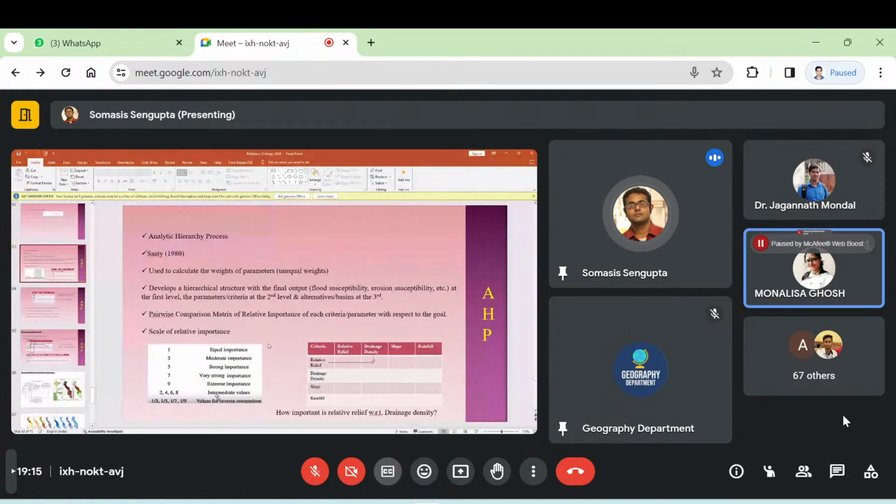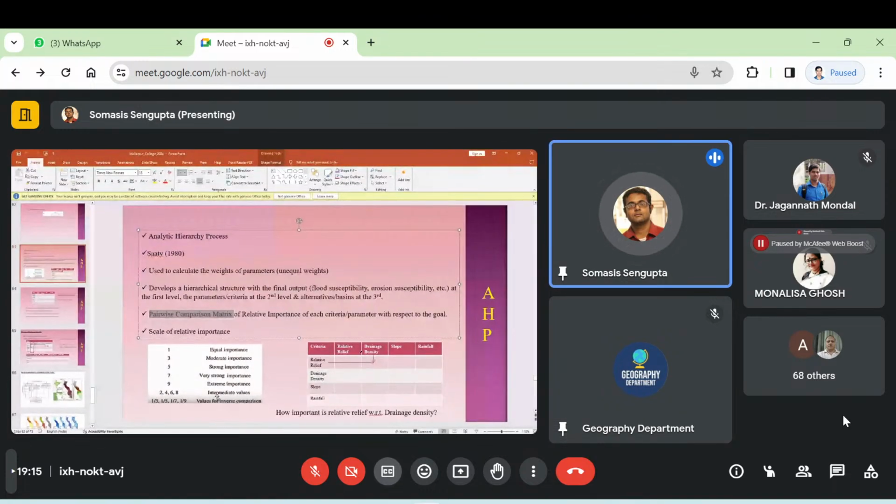1 means equal importance, 3 means moderate importance. So this is given, and we ask a pairwise comparison matrix. For each parameter, we ask, suppose, whether relative relief is more important or drainage density is more important. So I say relative relief is more important. Then I ask how much? 1, 3, 5, 7, 9. Based on my subjective decision, I say relative relief is 3 times more important than drainage density.